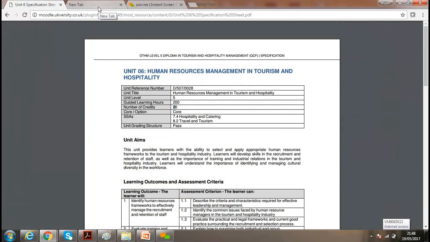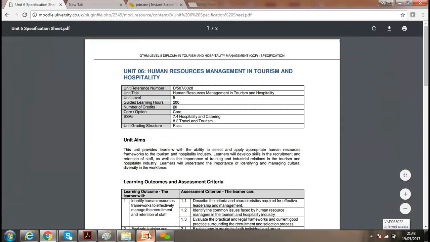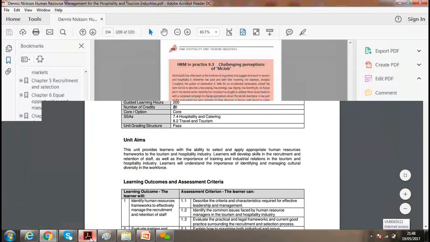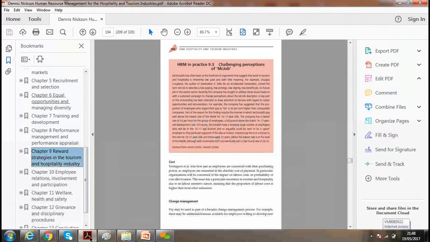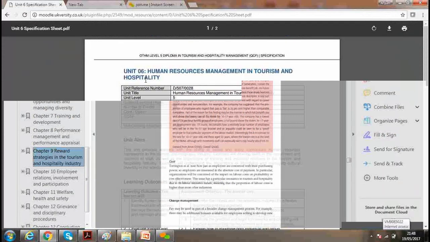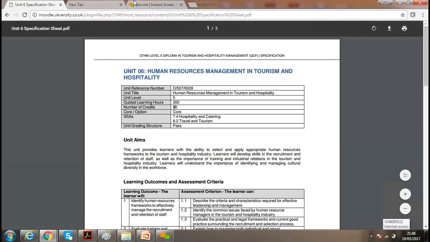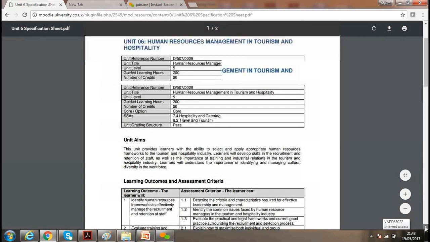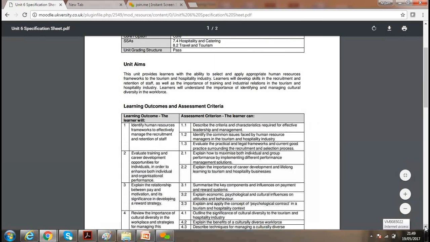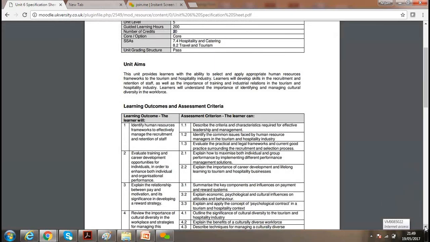We'll start our lesson today. Today we are going to just recap our fourth lesson on HR and Unit 6, Human Resource Management in Tourism and Hospitality Industry. We have already discussed how to describe the criteria and factors required for effective leadership and management.